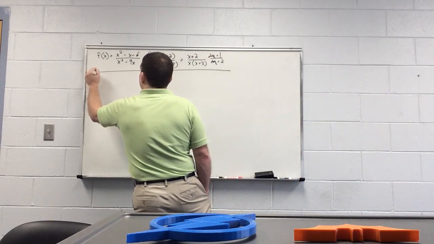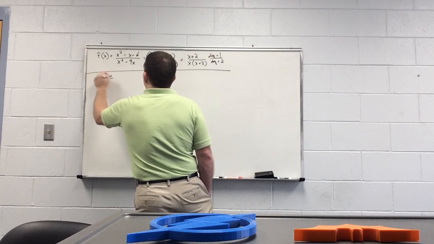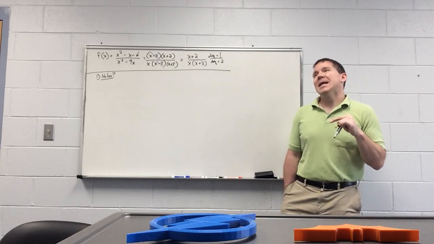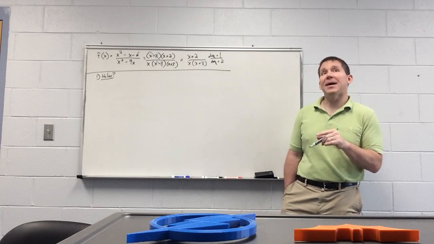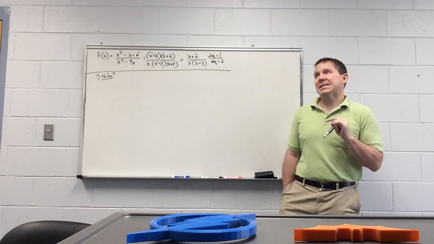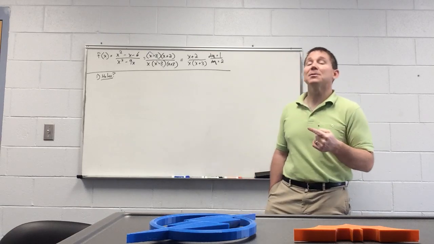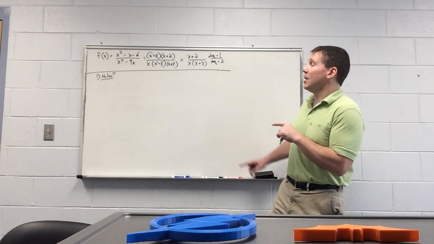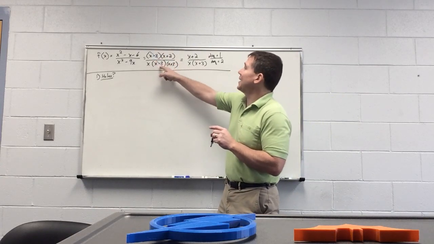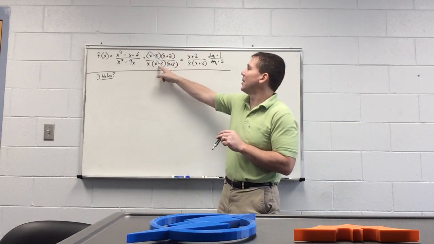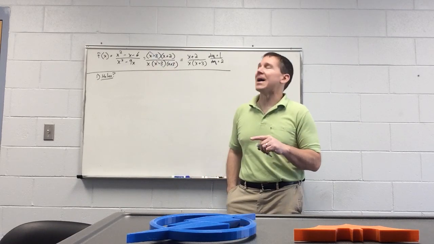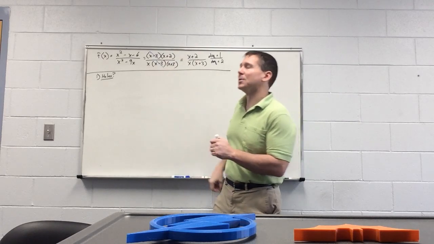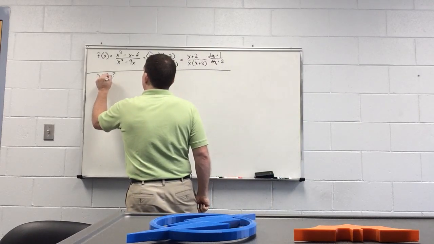So first off, I need to see if there are any holes in my graph. We get holes in our graph in places where the function is undefined, but that undefined term gets canceled out of my function as I work, which sounds a little bit confusing. All it really means is any factors that cancel, numerator and denominator, top to bottom, will result in a hole in my graph. So in this case, x minus 3 cancels, which means x equals 3 will give me a hole.